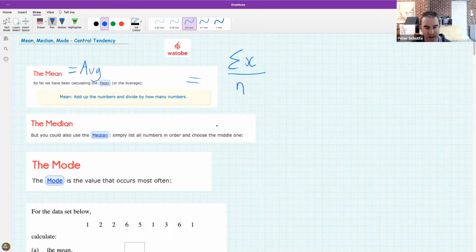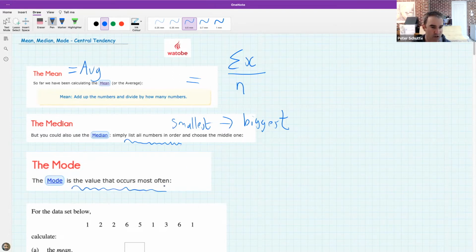Another way of finding where the middle of the data is to write all the numbers from smallest to biggest. So we talk about ranking the data or ordering the data. That's why they say list them in order and choose the middle one. So where is the middle one? That would be the median. And then the mode is the value that occurs the most often.